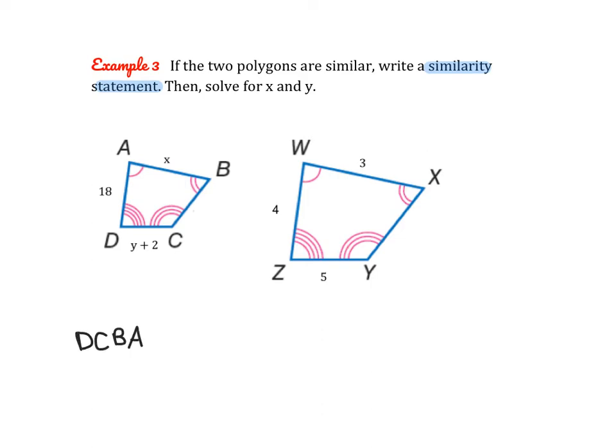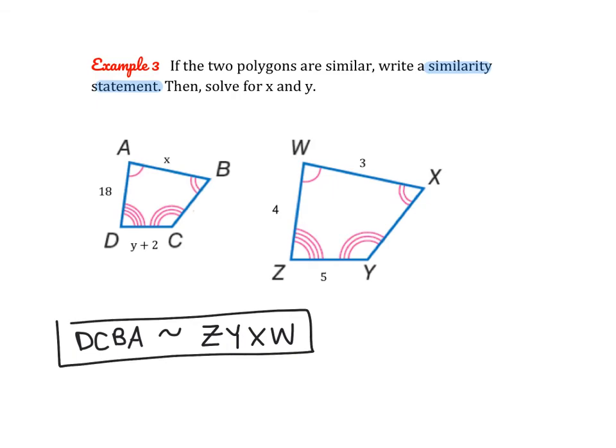Now we use this little squiggle. This squiggle represents the symbol for is similar to. Now we just have to make sure to match the corresponding angles. Since I said angle D first, I have to say angle Z first because that's the corresponding angle. C goes with Y, B goes with X, and A goes with W. So the order that you list them in matters. So this is our similarity statement.